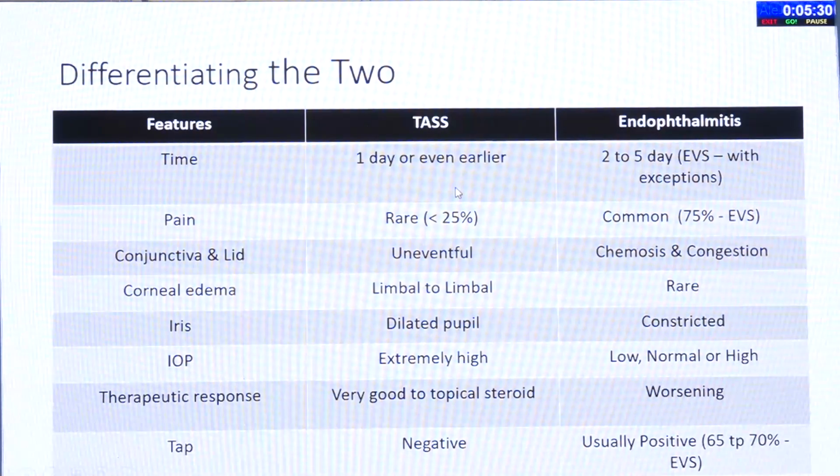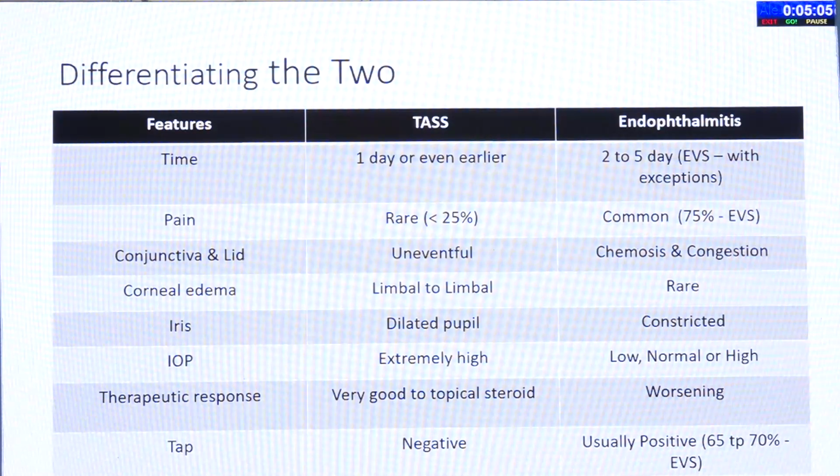So this is the tabular column which differentiates the two clinically. The TAS occurs much earlier, on the day of surgery or on the first day. There's hardly any pain in TAS. Conjunctiva and lid are normal. That's a very important sign differentiating between TAS and endophthalmitis. Corneal edema is limbus to limbus in TAS, and the iris has a dilated pupil in TAS in contrast to a small pupil in endophthalmitis. IOP is quite high in TAS.